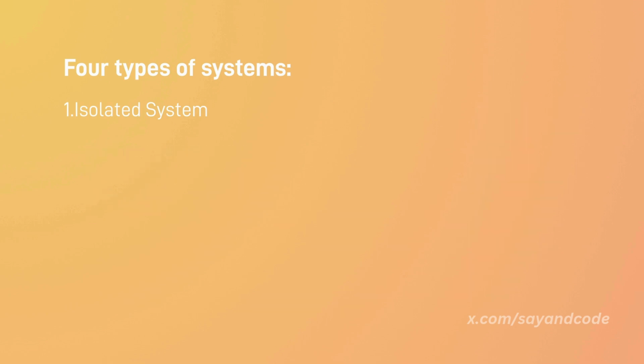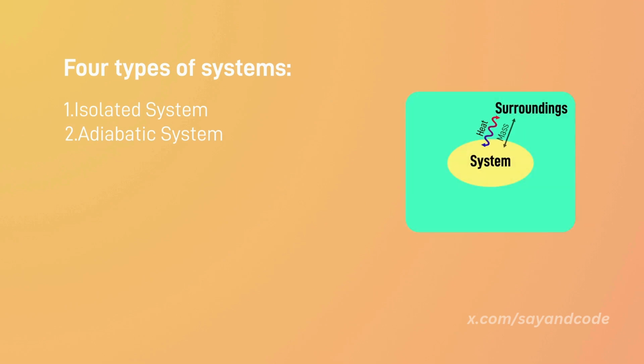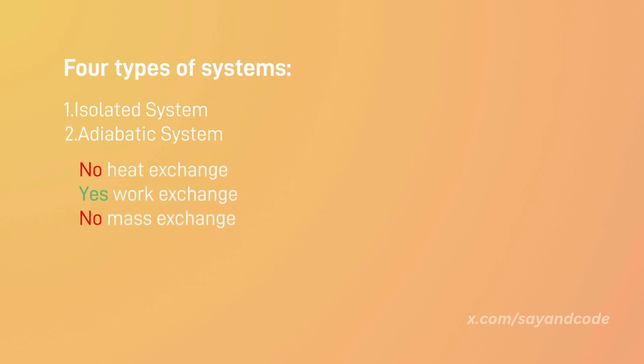Number 2. Adiabatic system. In an adiabatic system, heat and mass are not allowed to be exchanged between system and surroundings. Only work can be given to the system, and also can be extracted from it. An example is any thermally insulated system.